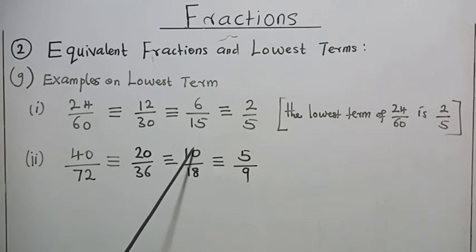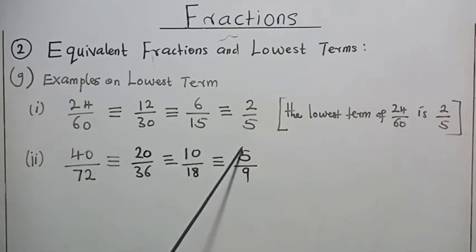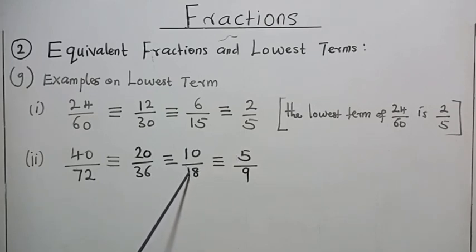Alright, we now have 10 over 18. This is yet to be in its lowest term. Again, do 10 and 18 have a common factor? Yes, they have. In this case, they have only one common factor, that is the whole number, that common factor is still 2. Let 2 divide 10 to give us this 5, and let 2 divide 18 to give us this 9.